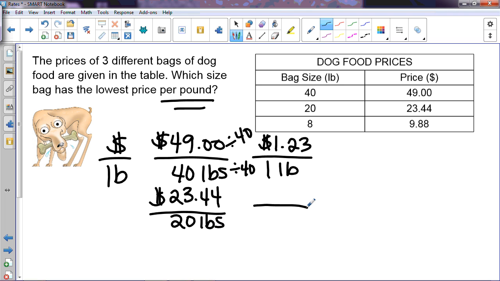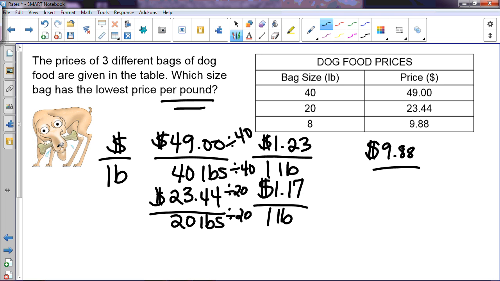So now let's try the second one. We have $23.44 for 20 pounds. So we need to figure out how much just 1 pound costs. So we need to divide by 20 on the top and the bottom. On this one, I'll get $1.17 per pound. Are you starting to see how by finding the unit rate you can better understand which one is the better buy? We have one more to try though.